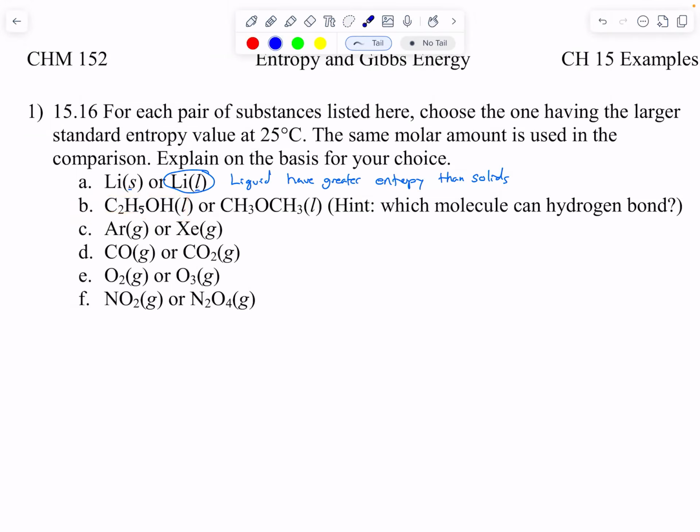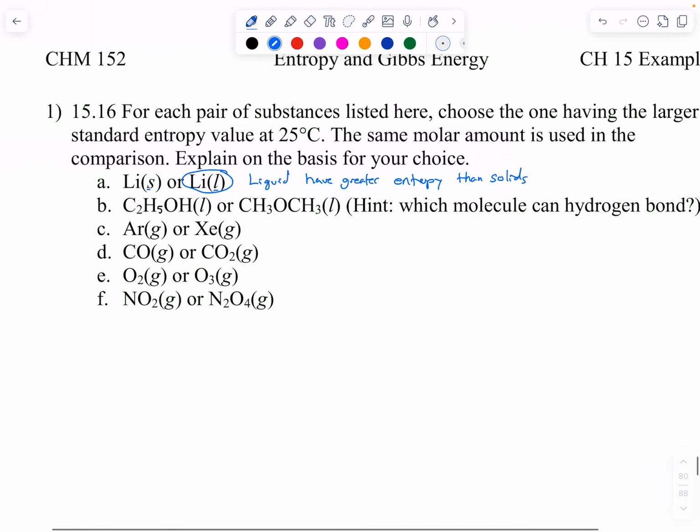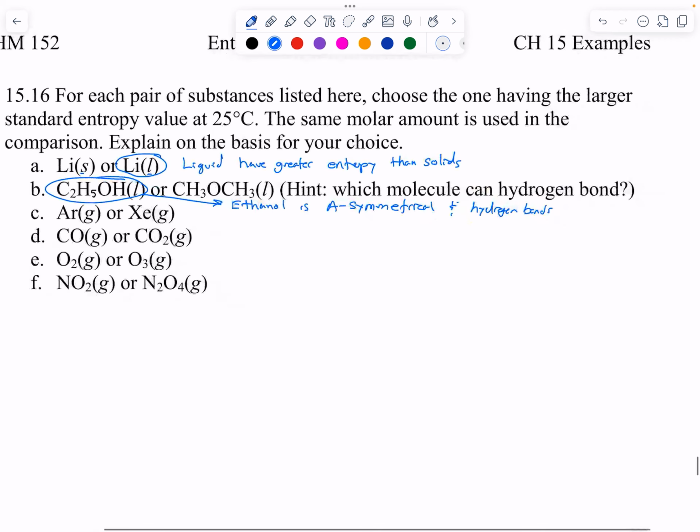So ethanol is asymmetrical and hydrogen bonds, right? Which makes it more complex. All right, and so ethanol or diethyl ether will be smaller. Next one, C, argon and xenon.